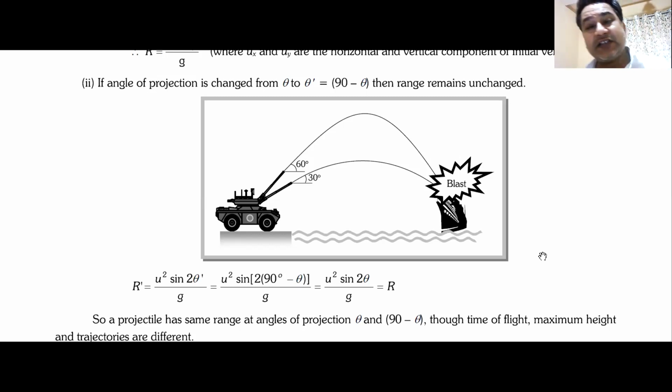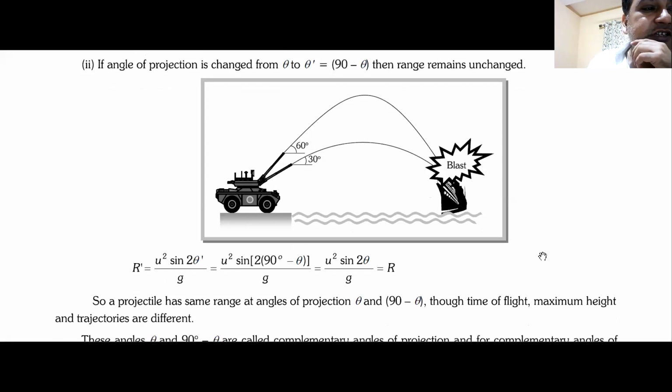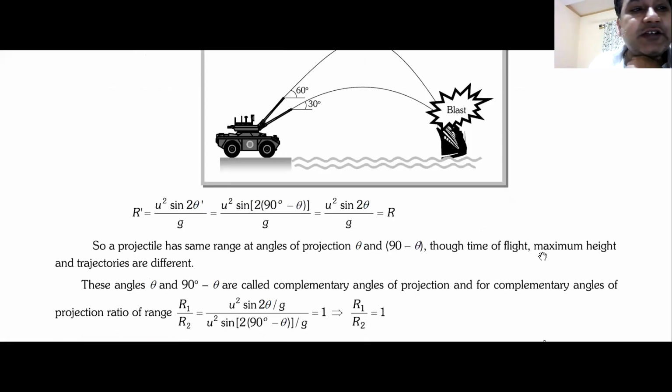60 degree, Niharika, yes. For 60 degrees, the time of flight is more. For 60 degrees, maximum height is more. But for 30 and 60, at the same speed, I remind you, at the same speed, complementary angle, range remains same. Am I clear?